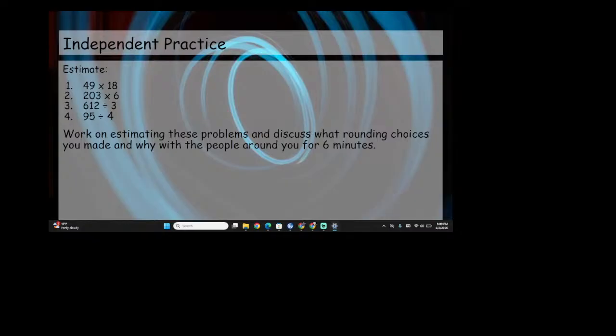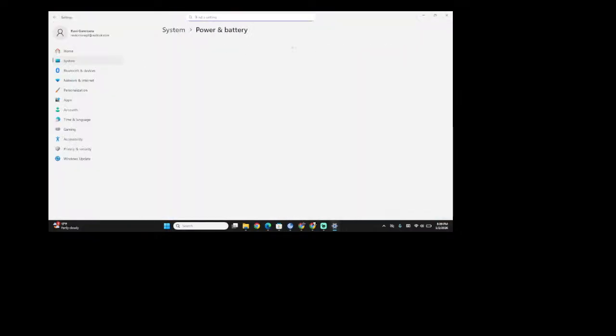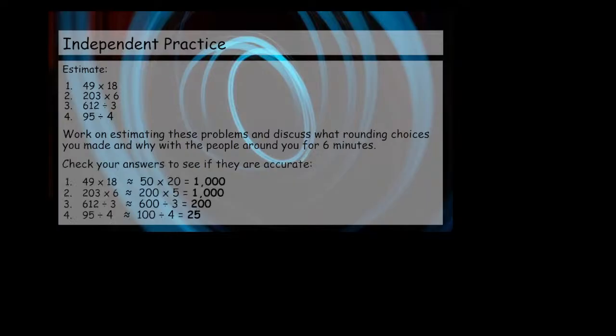Okay, time's up. 49 times 18 is approximately 50 times 20. 49 was rounded up to 50 because 9 is greater than 5, and 18 was rounded up to 20 because 8 is greater than 5 also. So now our two new numbers for the estimate are 50 and 20 multiplied together. That makes 1000.